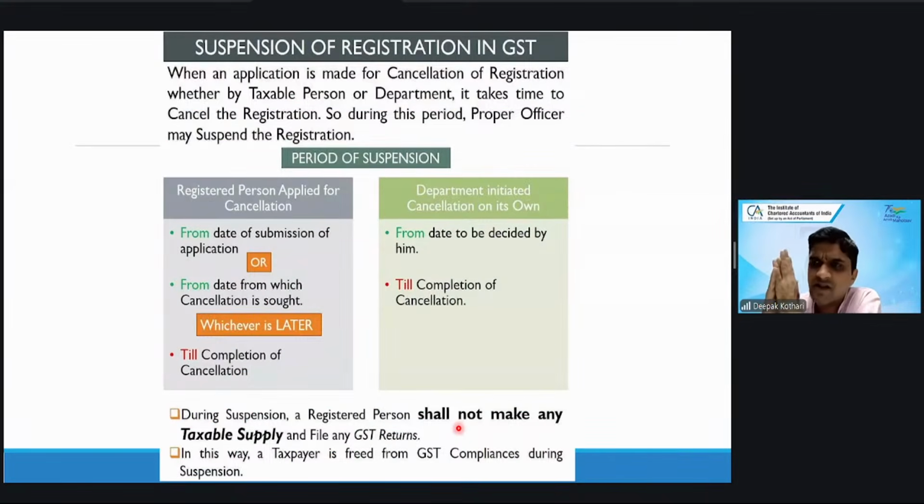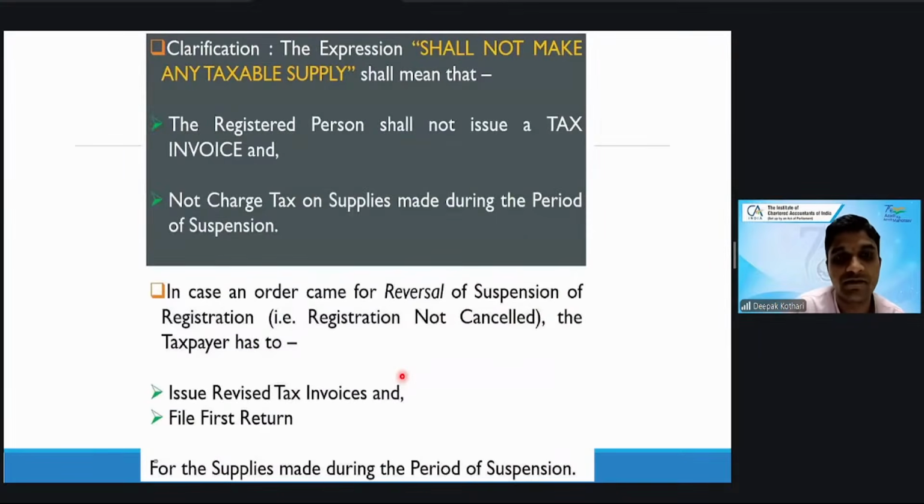Suspension: when you apply for cancellation, it doesn't go for cancellation immediately. It goes into suspension mode from the date of submission or from an earlier date, till the completion of cancellation. So once you apply for cancellation, it goes into suspended mode. The officer does the verification till the cancellation, while it is in suspended mode, which means that during that time you need not do any filing of returns. It is under suspension mode.